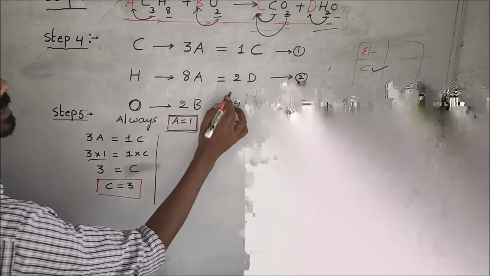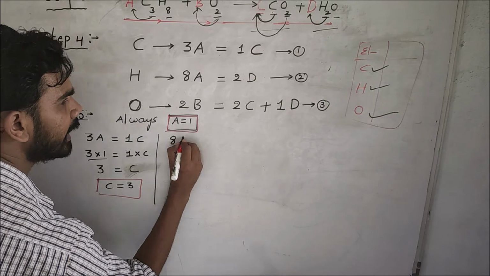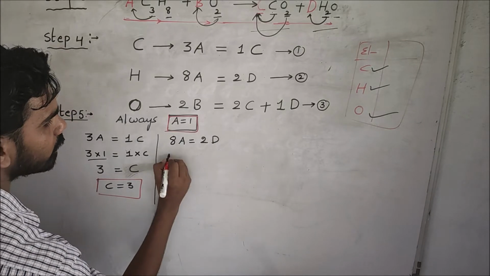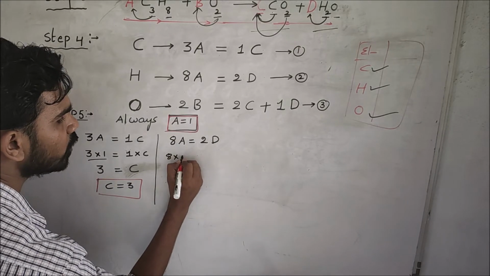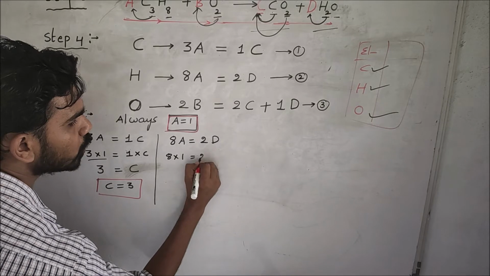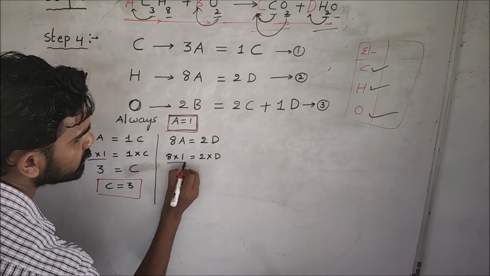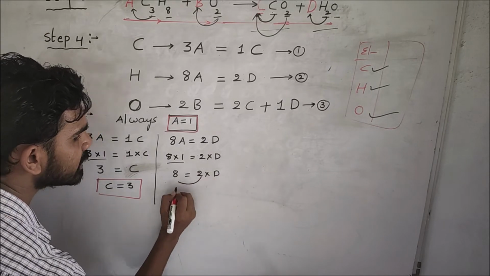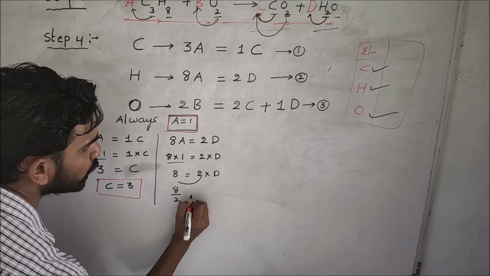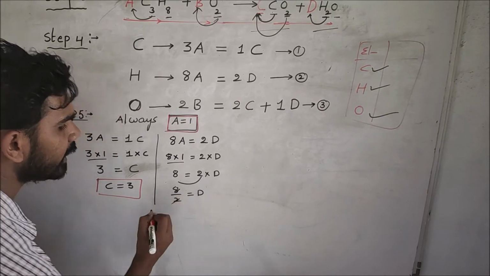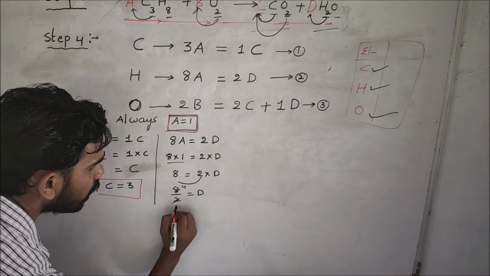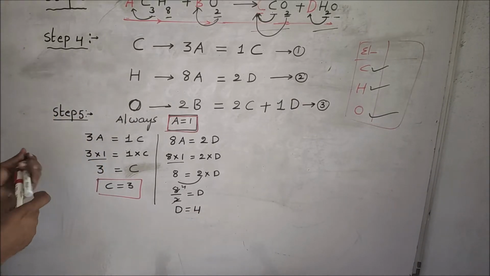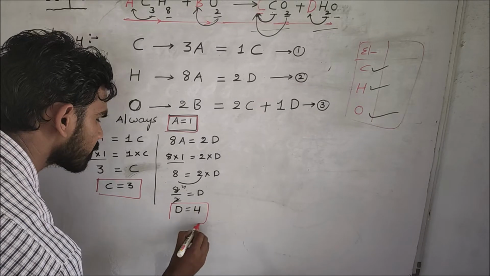Now I am taking the second equation. 8A equal to 2D. 8 into what is the A value? 1. 2 into D. 8 ones are how much? 8. 2 into D. Take this, 8 by 2 equal to D. Cut it, how much? 4. Now D equal to 4. Now we found the D value also.